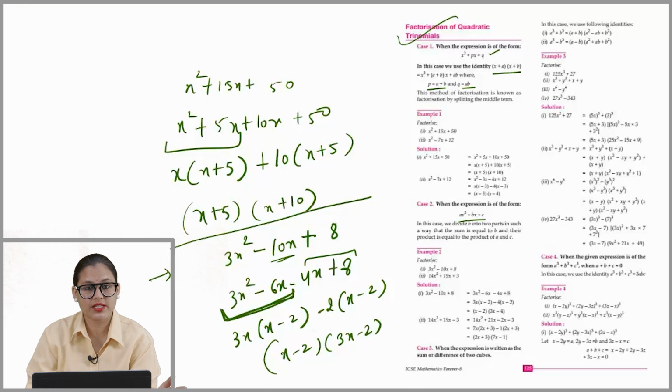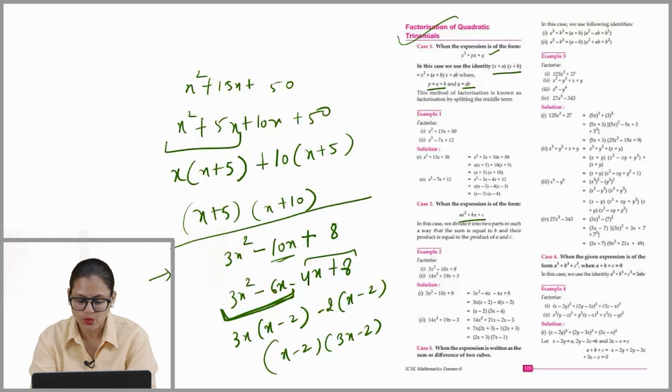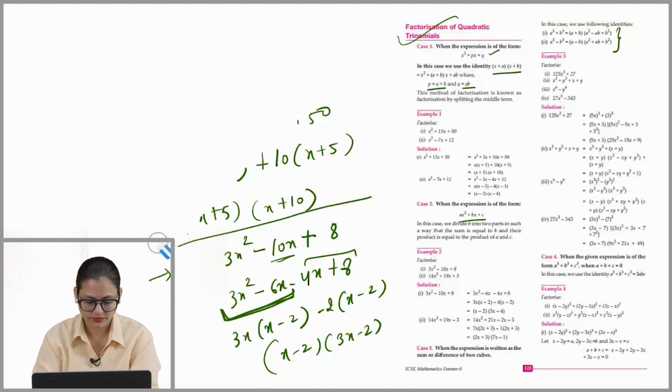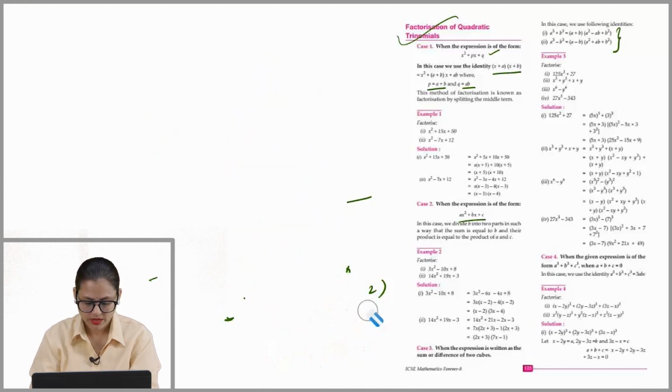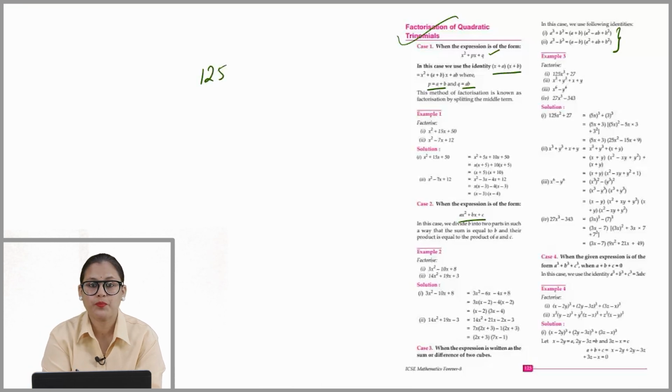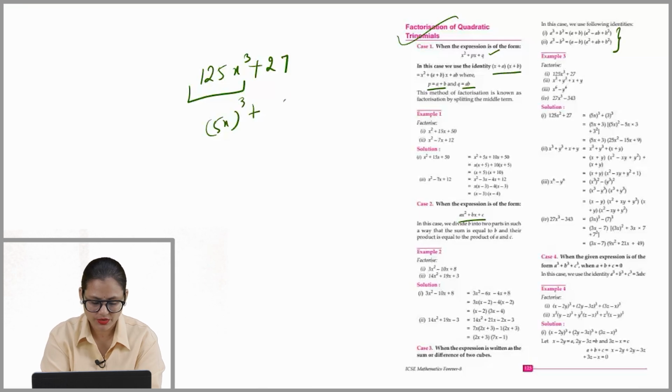Next, case number 3, when the expression is written as a sum or a difference of two cubes. Okay, so in this case, we will use these identities. Okay, now let's have a look. Let's do example 1. Example 1 is 125 x cube plus 27. Okay, so 125 x cube. 125 is cube of which number? 5. 5x cube plus 3 cube.